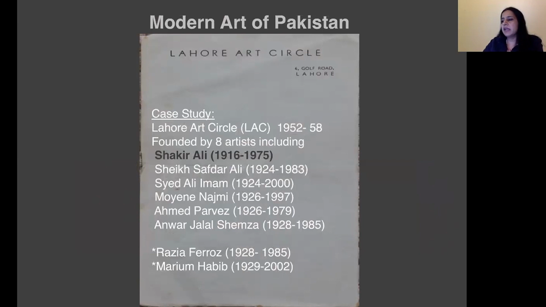And this is the year 1952. Shortly after its founding, 2 women artists, Mariam Habib and Razia Feroz, also joined the group. Salim Shahid, who worked for Radio Pakistan, was the first general secretary of LAC. So what I'm establishing here is that this group was a really well-organized group.